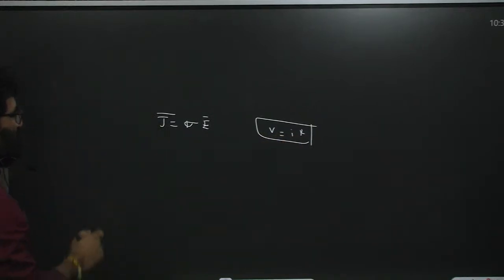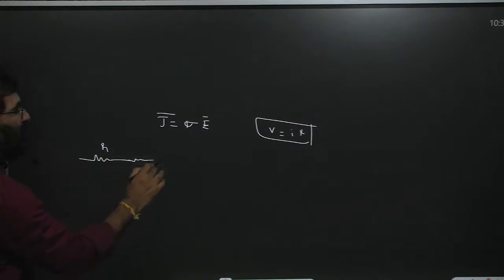Clear? Two resistors are connected in series. What happens? R1 and R2 are connected in series, then the effective resistance becomes R1 plus R2. Two resistors are connected in parallel. What is this?